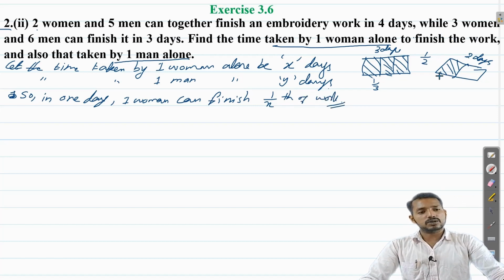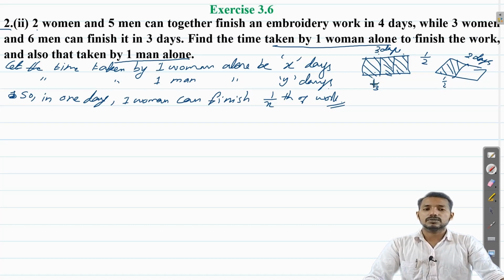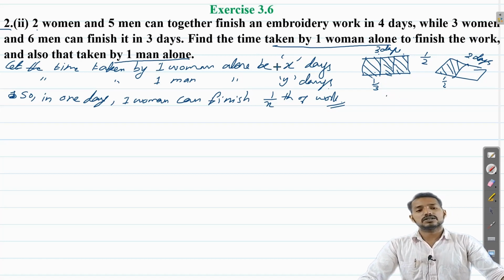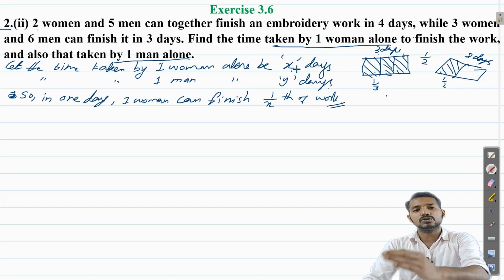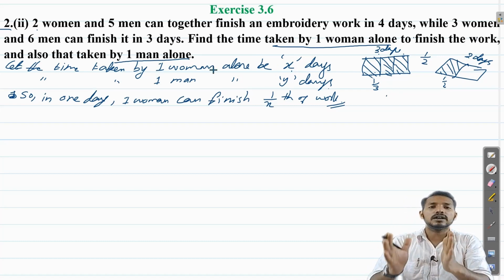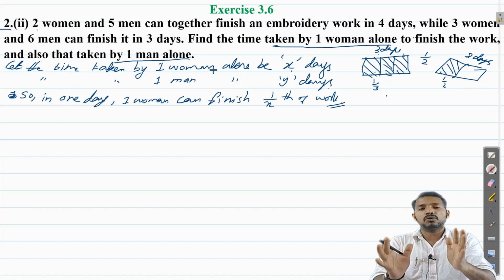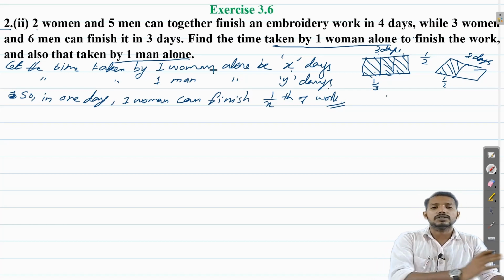Here 2 days are required, so in one day 1 by 2, that is 1 divided by 2. That 2 is the number of days required to finish the work. Similarly, here 3 days are required, so in one day 1 by 3. In the same way, I have written here that x days are required by one woman alone to finish the work, so in one day 1 by x of the work can be finished by that woman.